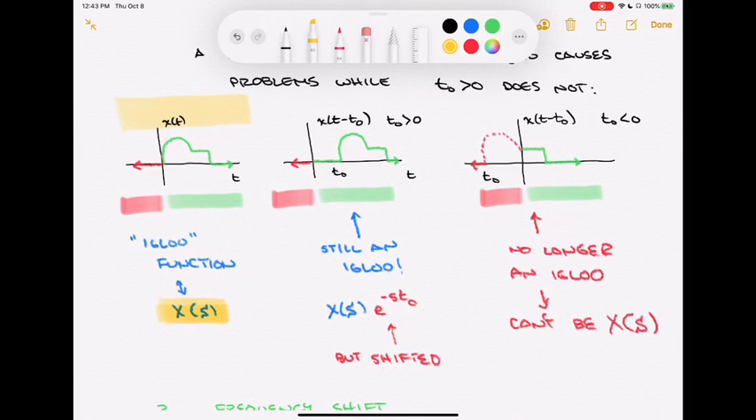Now, if I take the case t0 greater than 0 and look at x of t minus t0, that's a delay. That shifts the igloo over to the right, right? I've got a picture of that there as well, and we still see that green igloo sitting out there. It's just been moved over to the right.